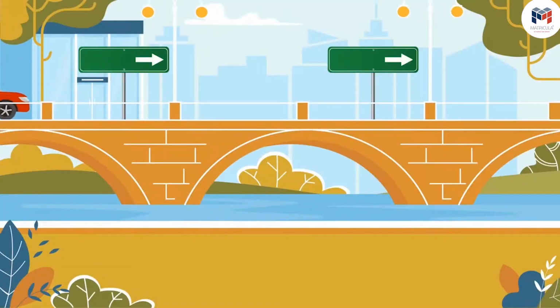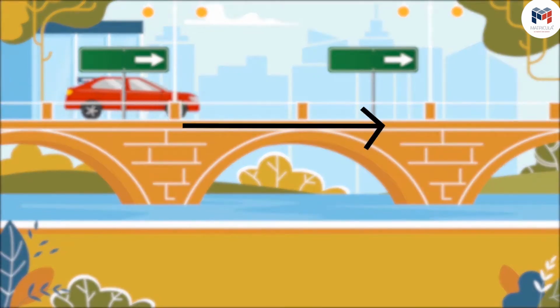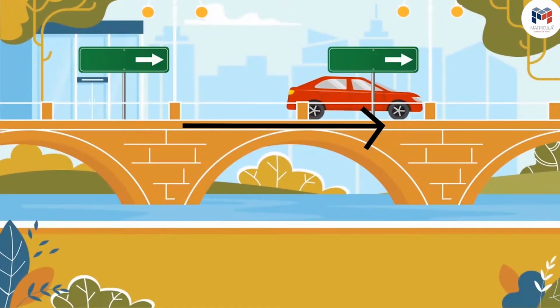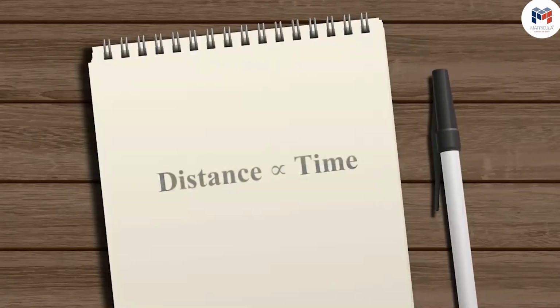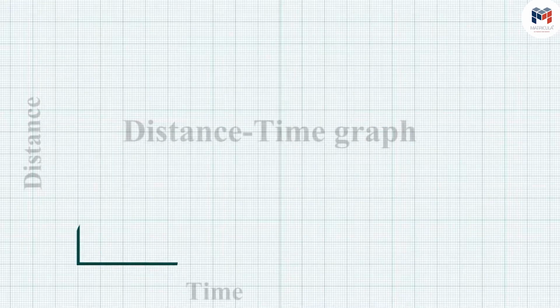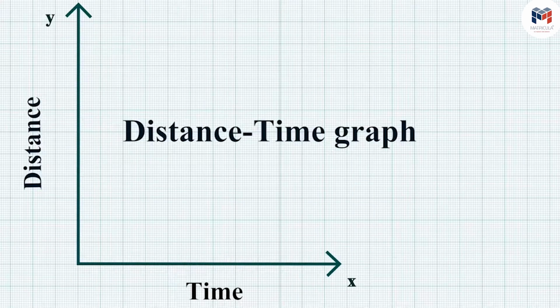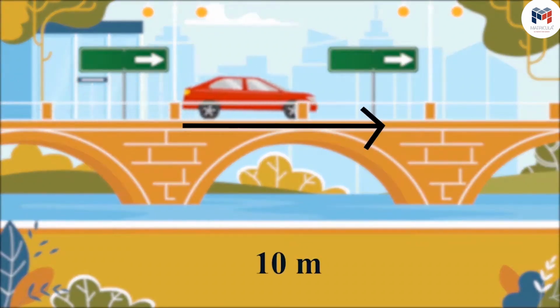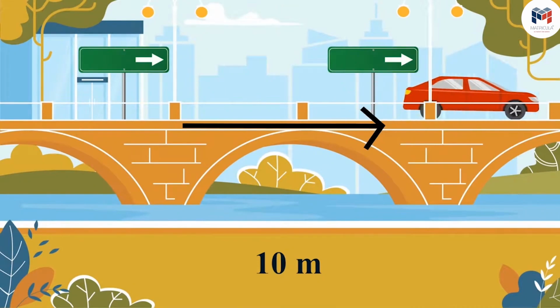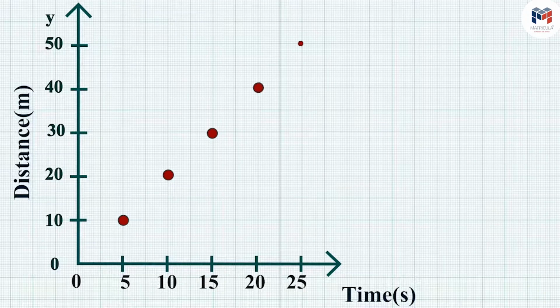If an object is moving with a uniform speed, we know that it covers equal distances in equal time intervals. We can say that the distance is directly proportional to the time taken. So, let's start by plotting the graph. Suppose the object covers 10 meters in the first 5 seconds. For the next 5 seconds, it covers another 10 meters and so on. Mark the points on the graph.